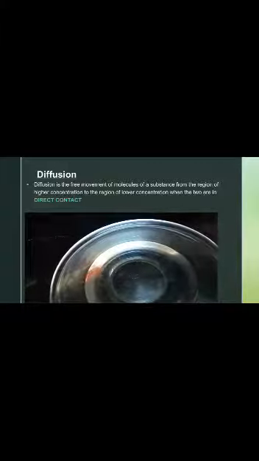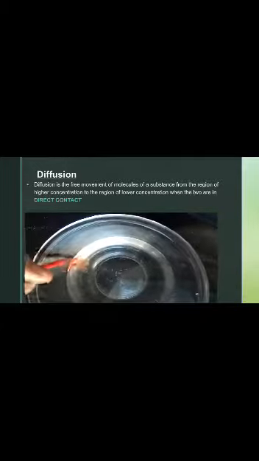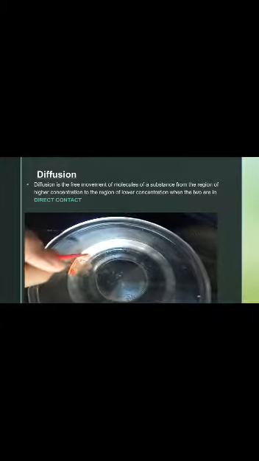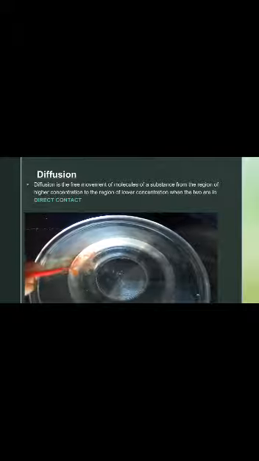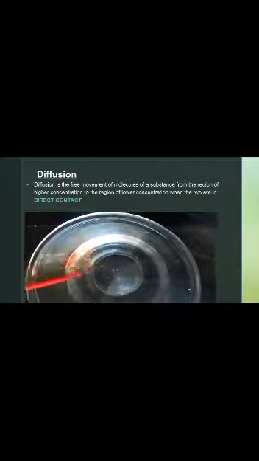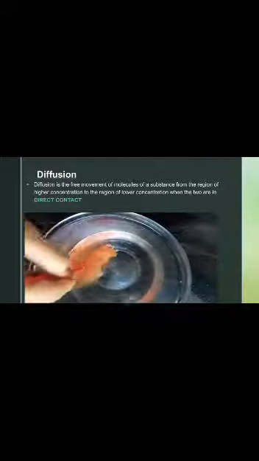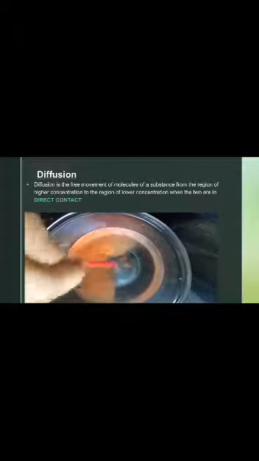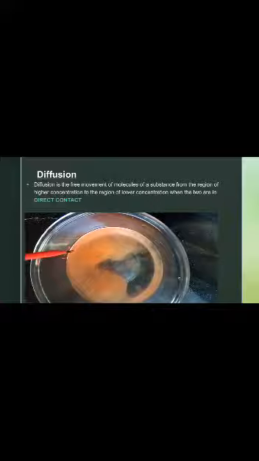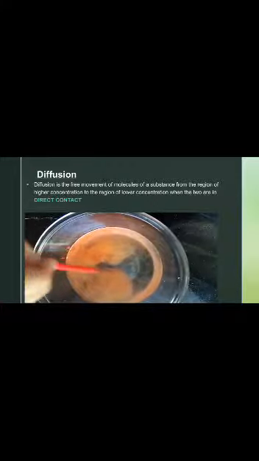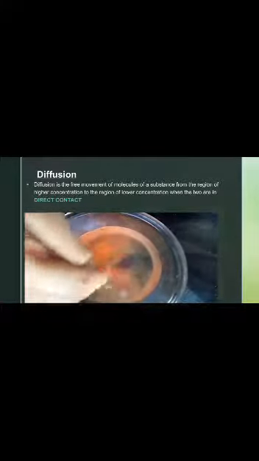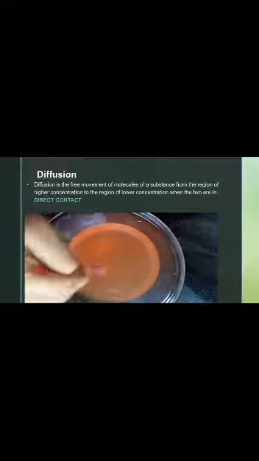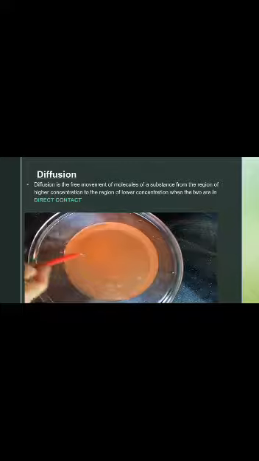Now we'll add some more paint for clear results. Can you see the way it is spreading? It's getting diffused from its higher concentration to lower concentration. Now we have mixed the paint in the entire solution. And slowly the entire solution will turn red. This process goes on until the entire solution becomes of an equal concentration. So now the entire solution has become red in color.